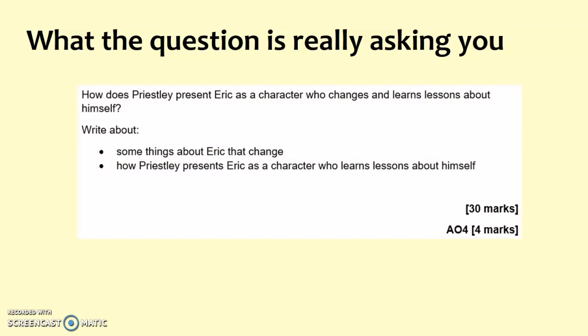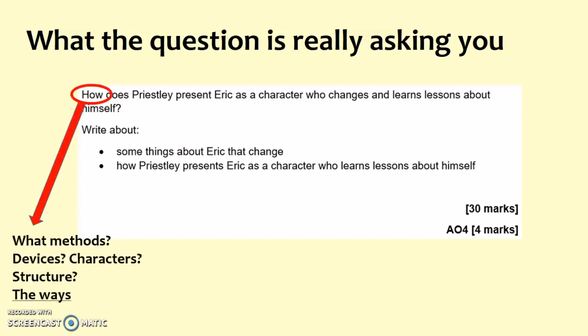So, with the first thing then, the key word I always get my classes to look at is how. How does Priestley present Eric? So, okay, what methods is Priestley using to present Eric? What sort of devices are being used? Is there any repetition? Is there, like Mr. Birling uses, dramatic irony? Are there imperatives? Those sorts of things.